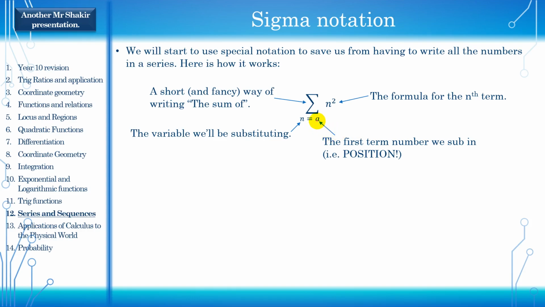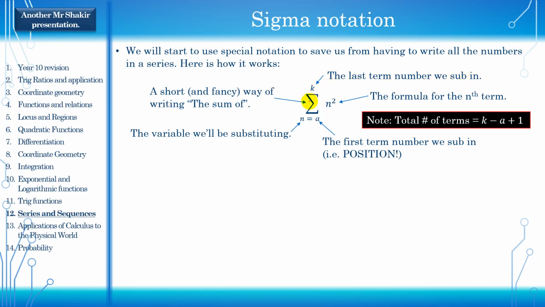So, okay, you'll substitute in a, a squared. Then you do plus a plus 1 squared. And where do we stop? It's k. Okay, and if you're not quite sure, don't worry. When you see the example, I think it'll make a lot more sense. It's very logical, very easy. So the last term we sub in is k. And the total number of terms is k minus a plus 1. And I'll explain this in a second.